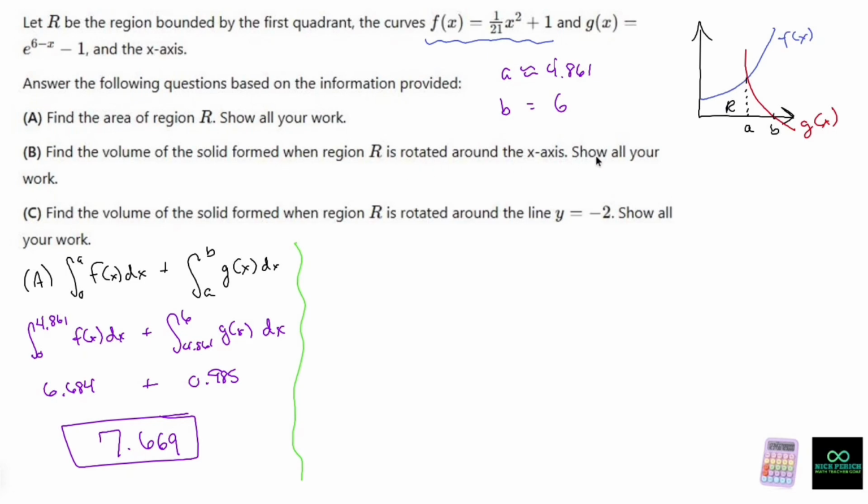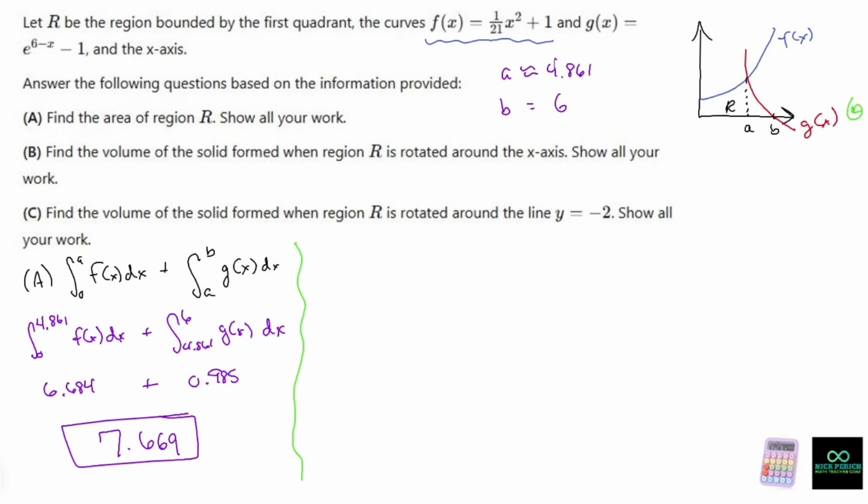Now, B is asking us to find the volume of the solid formed when the region R is rotated around the x-axis. So you spin this around, you're going to get some weird looking, I don't know, like the top of a hat thing. I can't draw these, so I'm not even going to try. But what we're going to do is use the same idea.